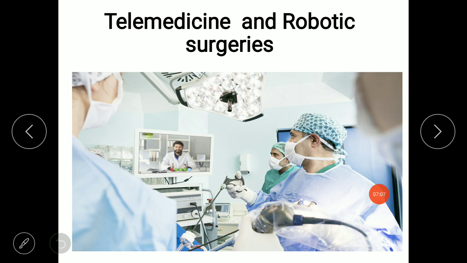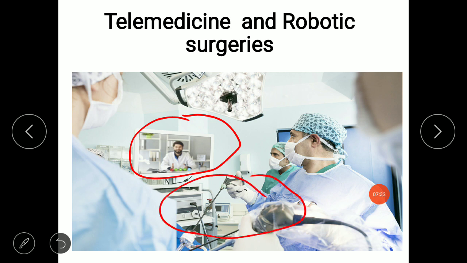So the integration of medical equipment technology and telehealth facilitates robotic surgeries, which means doctors need not be present in the operation room to treat their patients. They can operate from their home base, and the patient can get treated in a nearby hospital. That is, surgeons can operate on a patient using robotics.